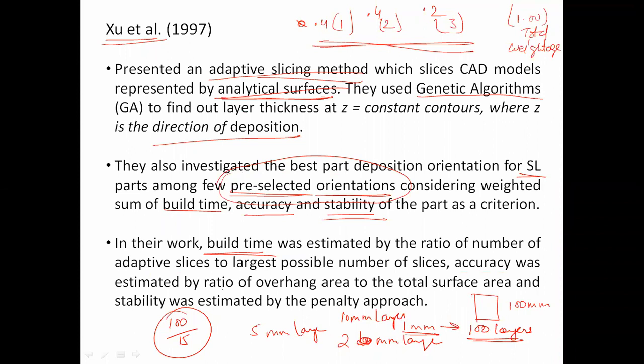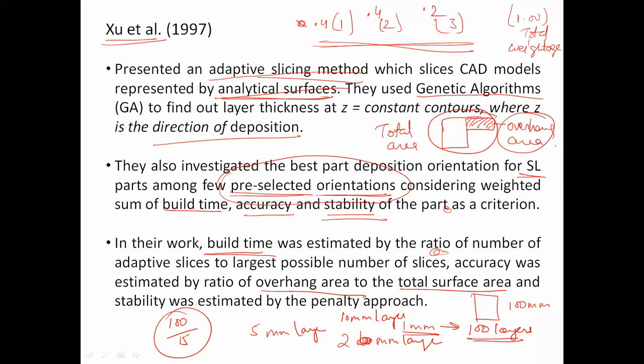Secondly, accuracy was estimated as the ratio of overhang area to the total surface area. So if your part is something like this, this area is assumed to be the overhang area. Now, out of the total area, this is your total area. What is the ratio of overhang area? Now if this ratio is large, you need a support structure. If this ratio is very less, you don't need a support structure.